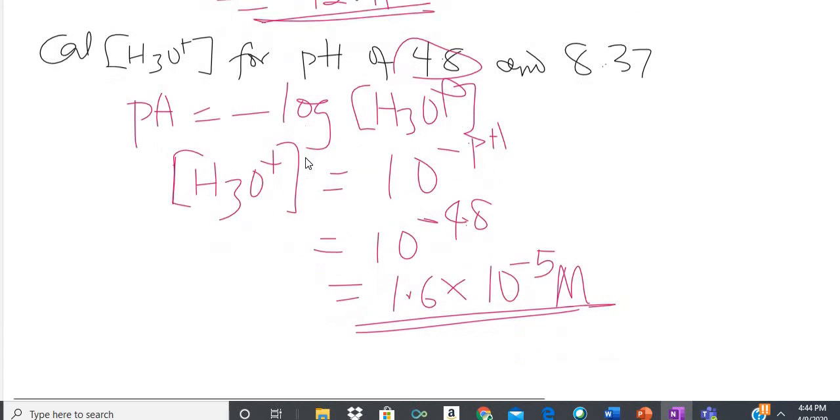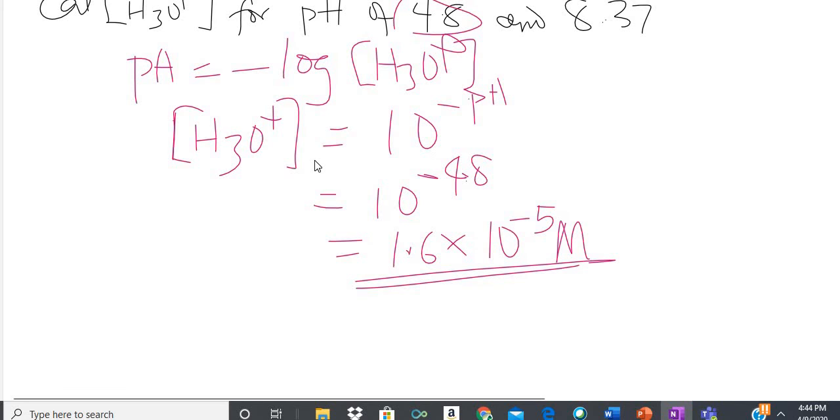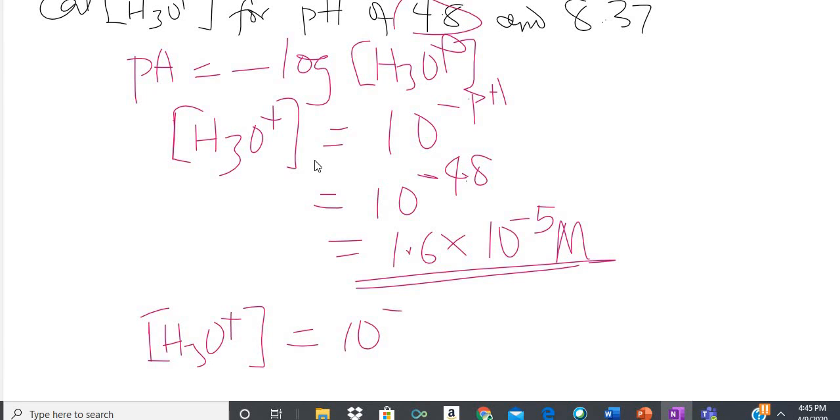In the same way, when we have our pH to be 8.37, the hydrogen ion concentration is going to be 10 to negative 8.37. And when we plug that into the calculator, it should give us 2.0 times 10 to negative 9.